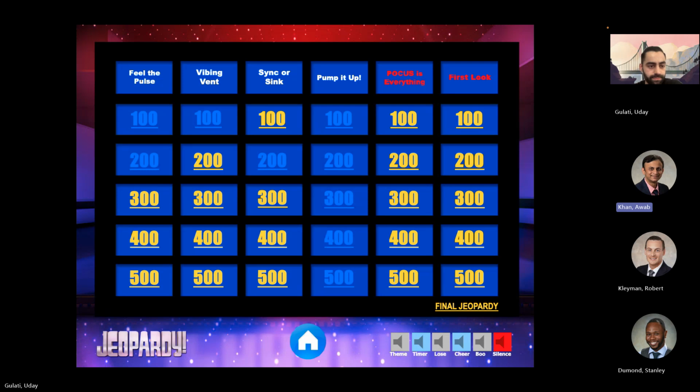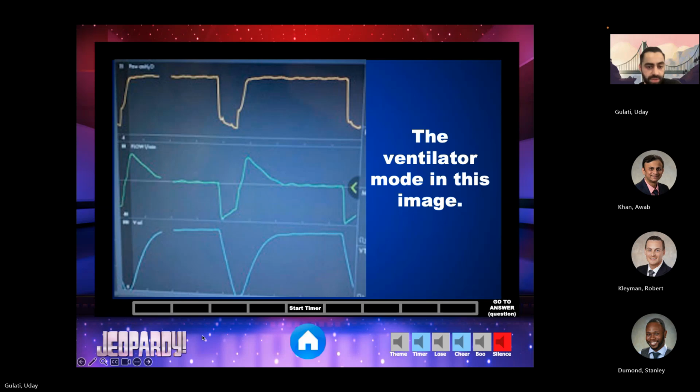Vibing vent 200. All right, what's the ventilator mode in this image? Pressure control. Close. It's very minimal. Joanna said it, yeah, it's APRV. Right on. Why is that? It's a very minimal release time.